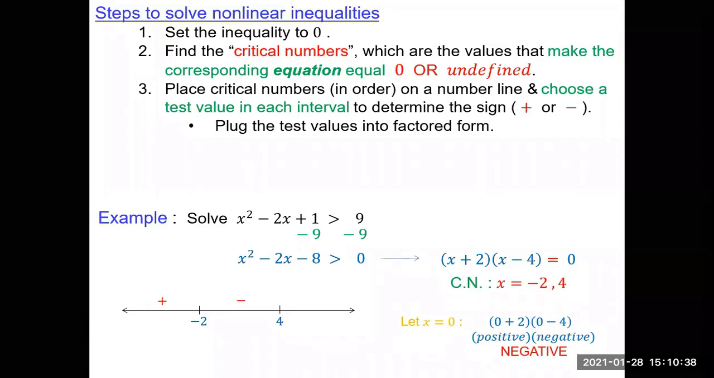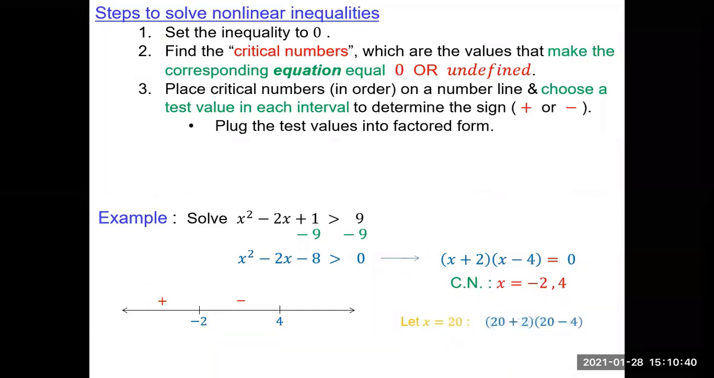Lastly, I just got to pick something larger than 4. You can pick virtually anything you want, so let's try 20. If I plug in 20 to the factored form of the equation, we get 20 plus 2 is positive. 20 minus 4 is also positive. And if I multiply two positives, I get a positive, which finalizes my number line.